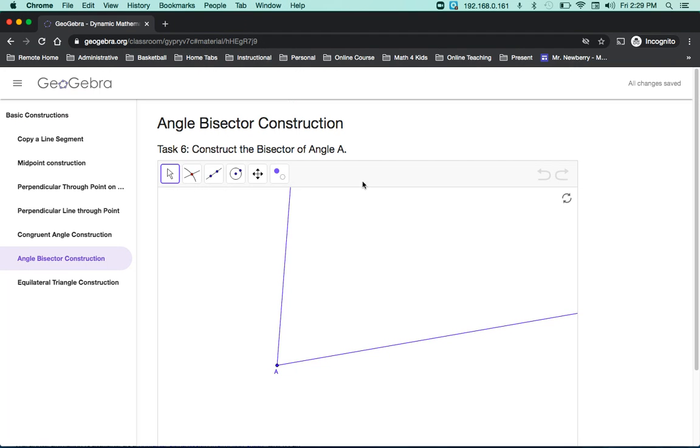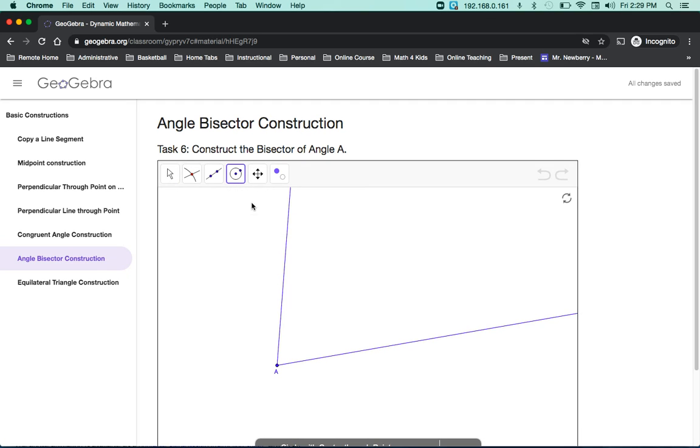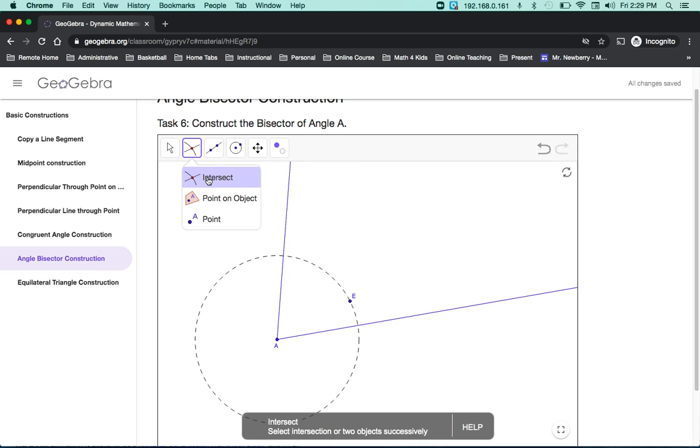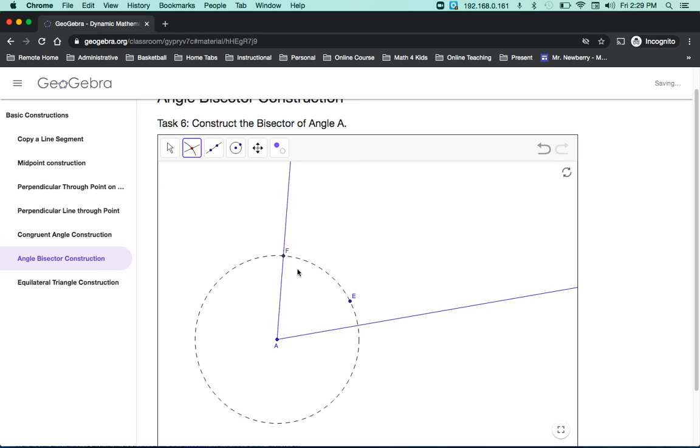In GeoGebra, same idea. First of all, we're going to draw a circle. Again, it does not matter. It doesn't really matter how big the circle is, but we don't want it huge, and we don't want it small. I'm going to make it a middle length, about this big. All right. Now I need those intersection points, so I'm going to go back up here to intersect. Click on those points of intersection.